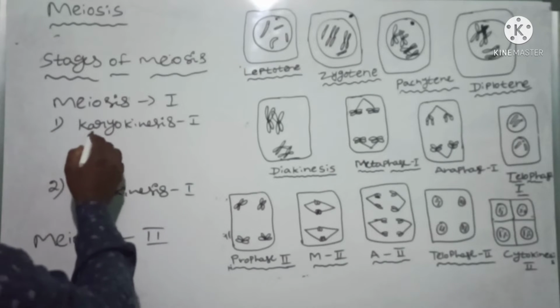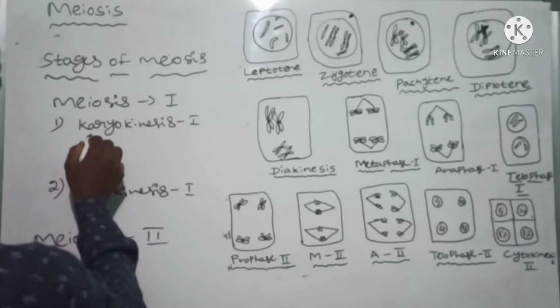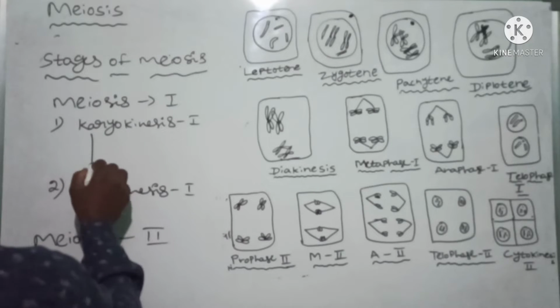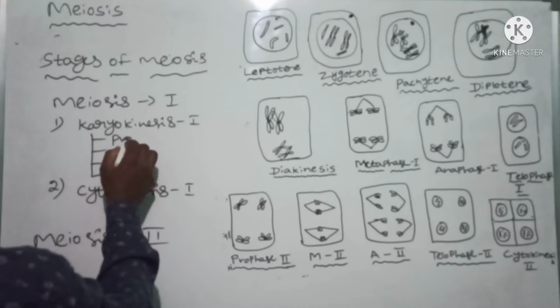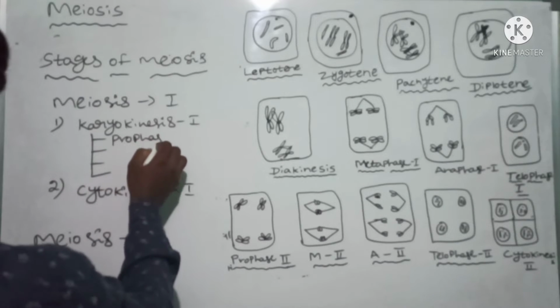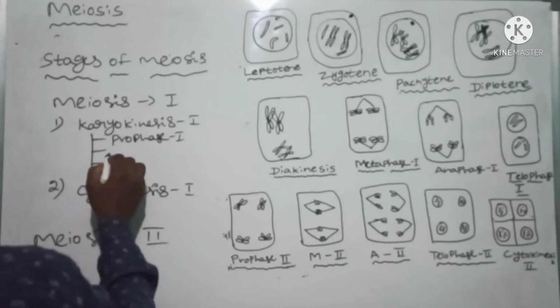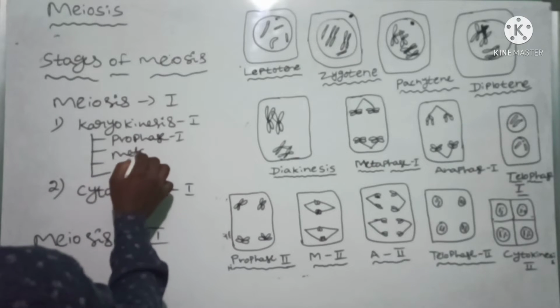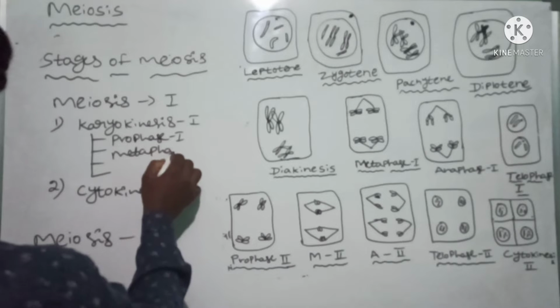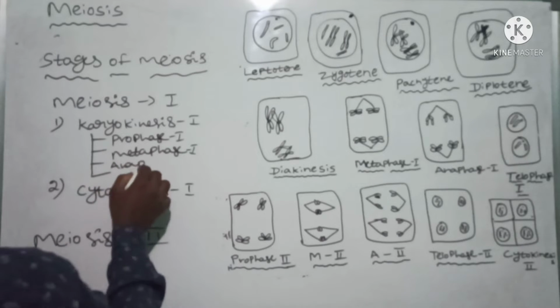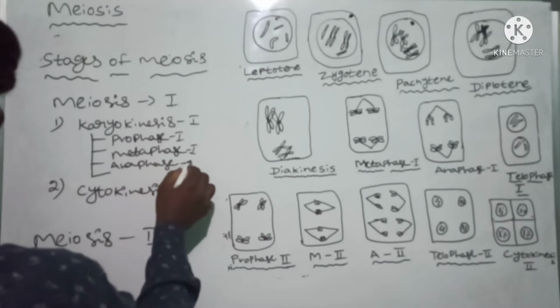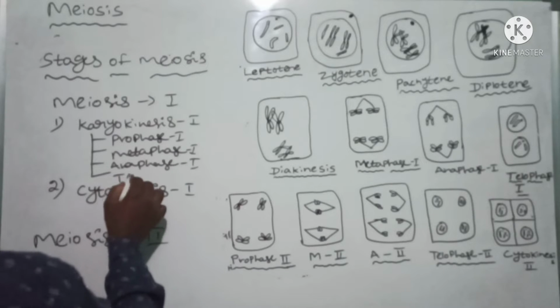So in this karyokinesis, again they are divided into 4 stages, that is prophase 1, metaphase 1, anaphase 1 and telophase 1.